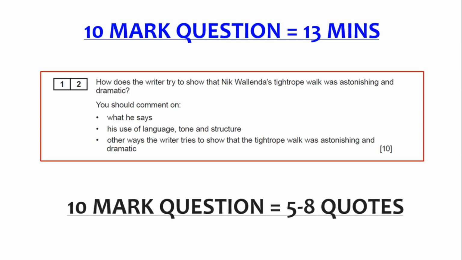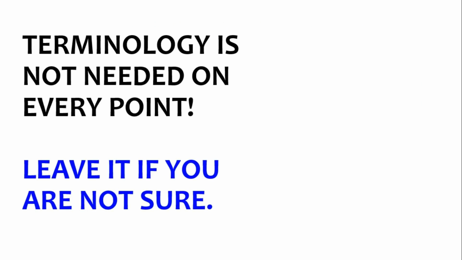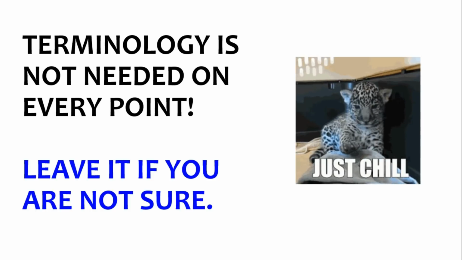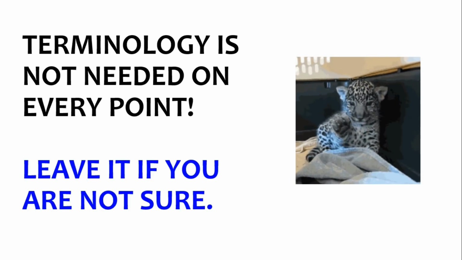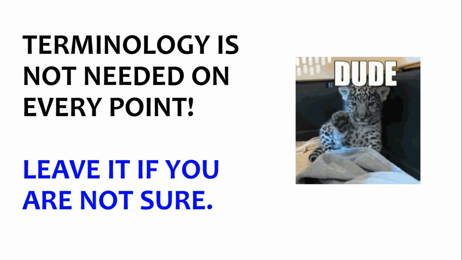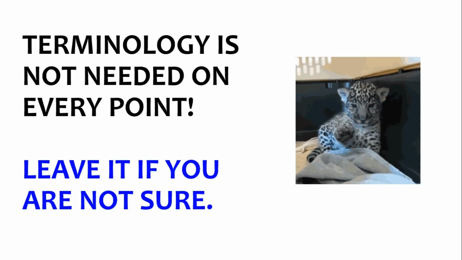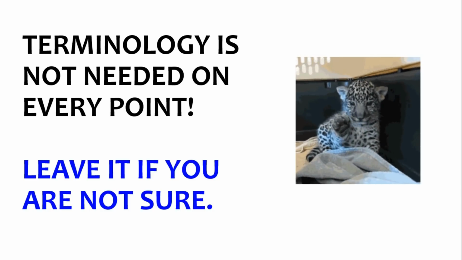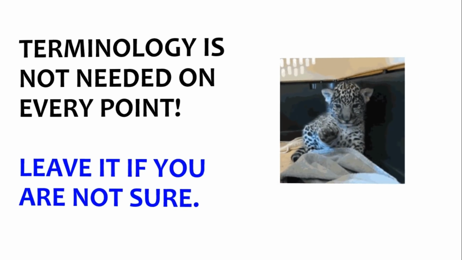So you're looking at 13 to 15 minutes and looking to make basically as many quotes as you can in that time. So terminology is not needed on every point. Leave it if you're not sure. A lot of people get obsessed with similes and adjectives and verbs and alliteration and statistics. Don't get obsessed with it. Maybe if you're doing 5 or 6 quotes, maybe on 1 or 2 of the quotes you can talk about it. But generally, you're going to get your marks for just explaining why the writer has used that language.